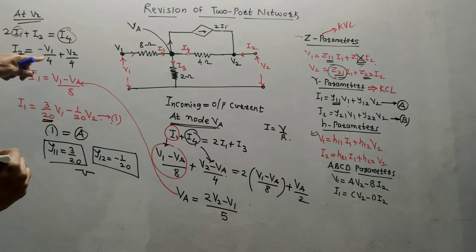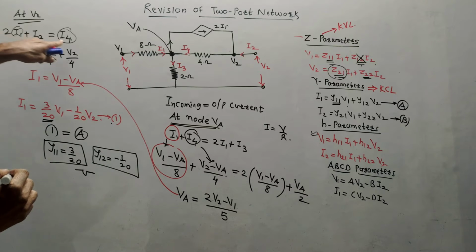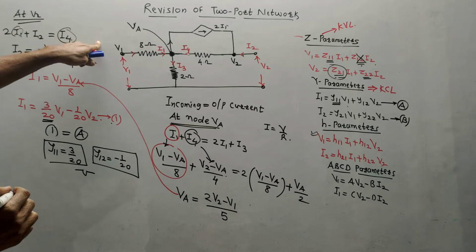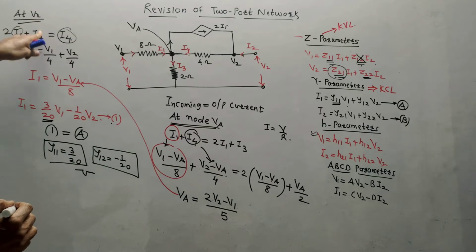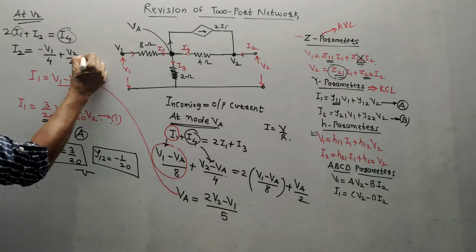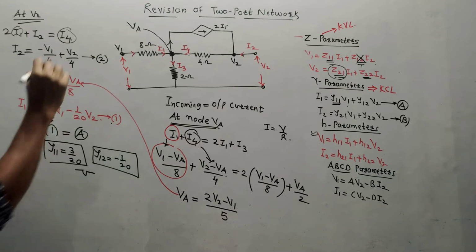I am directly writing the answers. What I said, from these equations, just transfer this to I1 at the RHS. Put the value of I1 and I4 from the earlier equation. You will get an equation related to I2. Now say this is equation number 2.